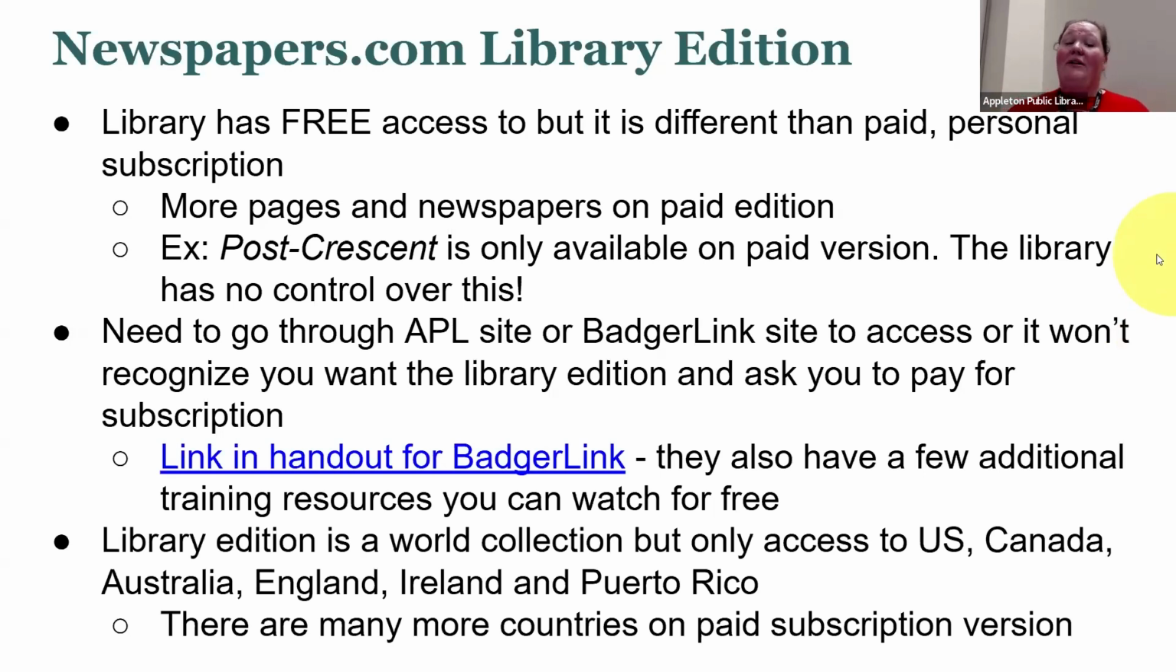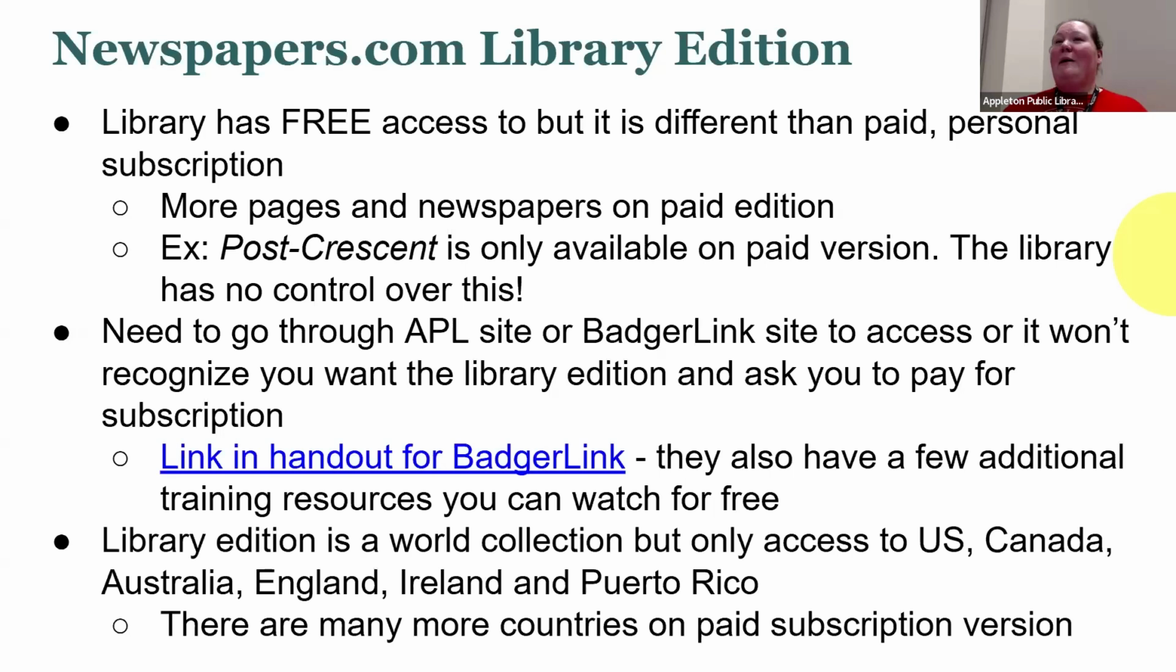In order to get to the library edition, you want to go through our website or through BadgerLink. I think I mentioned BadgerLink another time. It's a statewide resource that libraries around the state can get access to these databases completely for free through our state funding. So you can go there even if you don't have an APL library card, go through the BadgerLink site and just type in your Wisconsin zip code. Or if you have a library card to somewhere else in Wisconsin, you can type in that library card to verify that you're a Wisconsin resident, and then it will give you access to it.